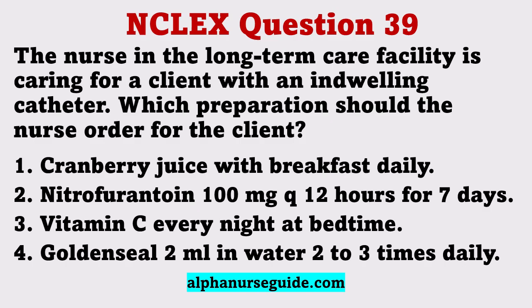Nitrofurantoin, a sulfa drug, is a prescription medication that is used to treat chronic UTIs, but the nurse could not order this medication. In a long-term care facility, over-the-counter vitamin C would require an HCP order. Golden Seal is an herb used for UTIs, but in a long-term care facility, it would require an HCP order.